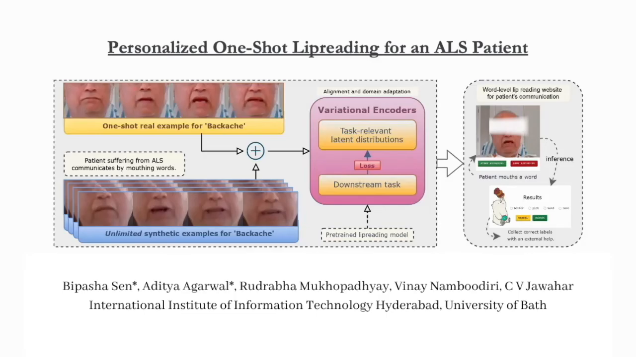ALS is a progressive nervous system disease that affects nerve cells in the brain and spinal cord, causing loss of muscle control. An ALS patient may rely on mouth movements for communication, calling for highly accurate lip reading models. Existing lip reading models do not directly adapt on such patients as they have peculiar lip movements and vocabulary. Collecting data for building deep learning models can be mentally and physically taxing for such patients.